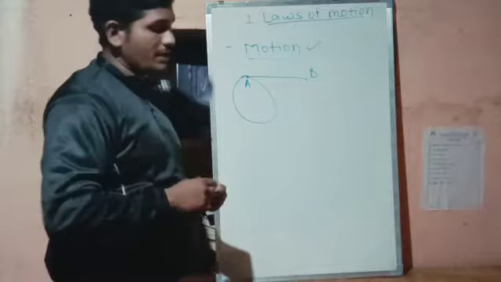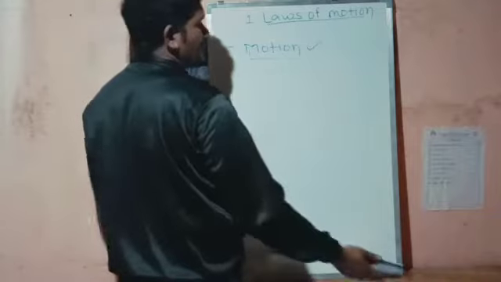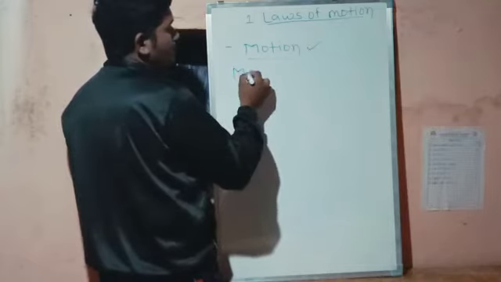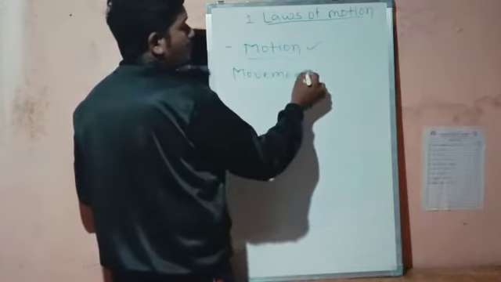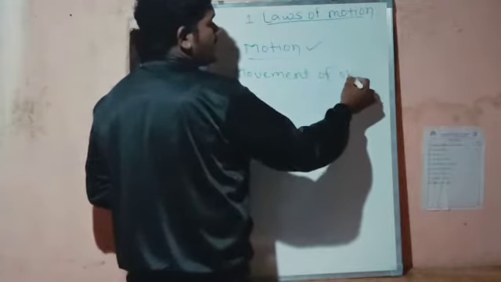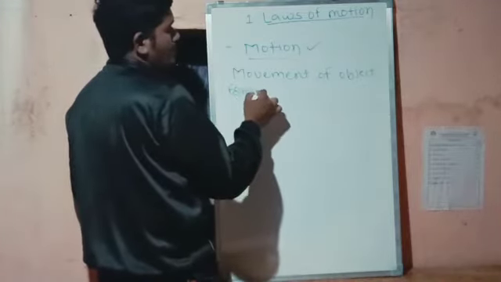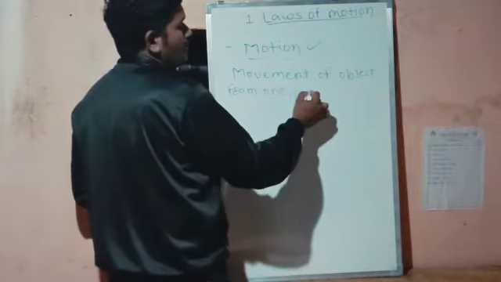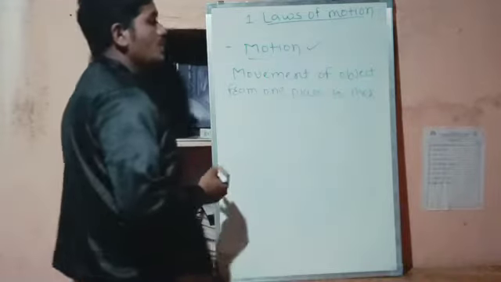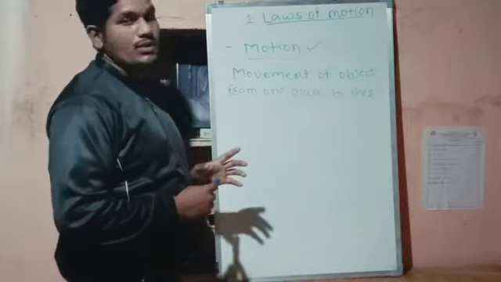As far as the definition, first of all we will understand what is meant by motion. Motion is nothing but the movement of an object from one place to another. Movement of an object from one place to another is called motion.